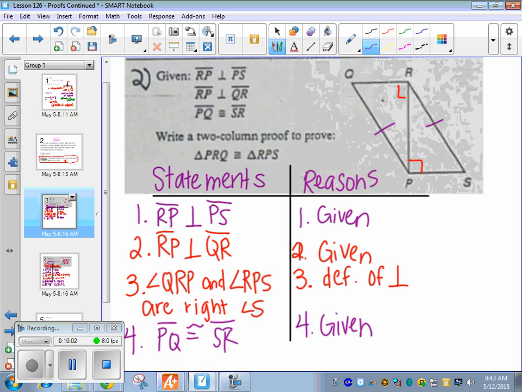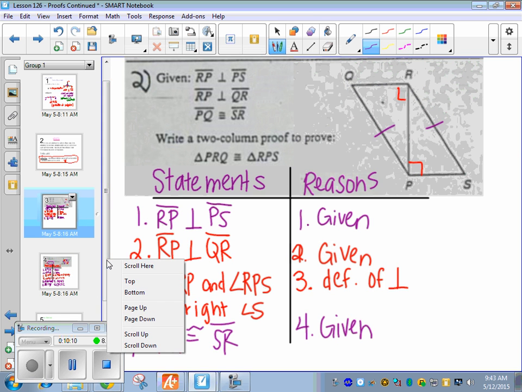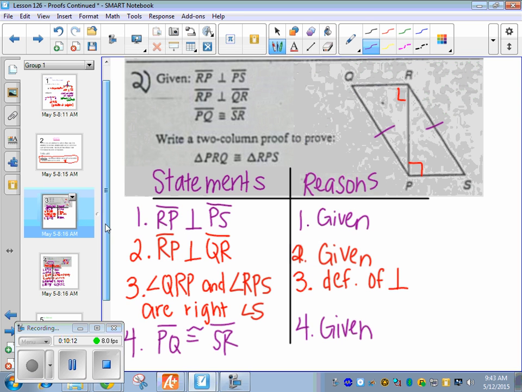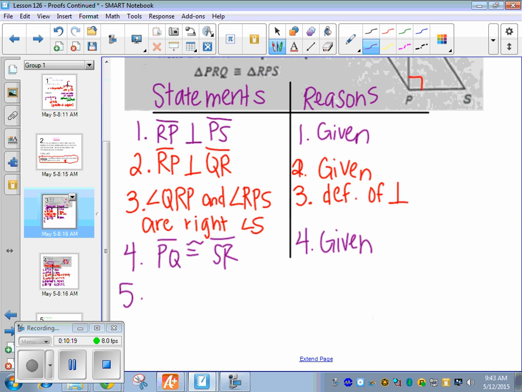Okay, there's one more thing that we need from the picture. Anybody know? Nope, we don't know the other angle. Sebastian? Okay, RP is congruent to RP. Nolan, what's our reasoning? Okay, reflexive property.